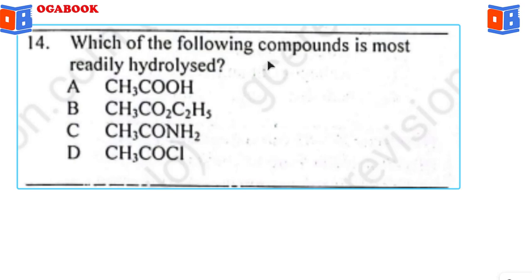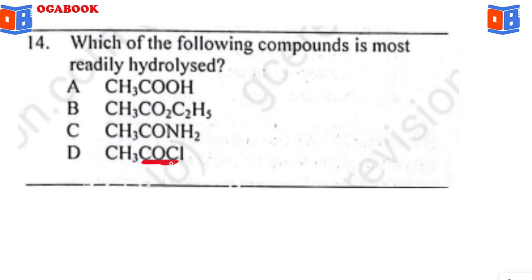Question 14. Which of the following compounds is most readily hydrolyzed? Hydrolysis is a reaction with water. The compound most readily hydrolyzed is ethanoic chloride, which is option D, due to the presence of the acetyl chloride group, which tends to react in nucleophilic substitution with water to form an acid and hydrochloric acid. So option D is our correct option for hydrolysis.